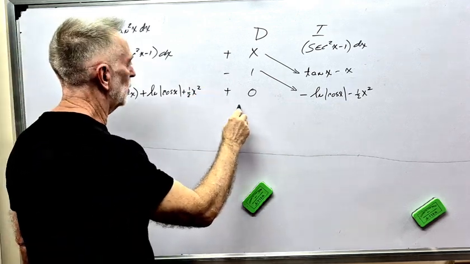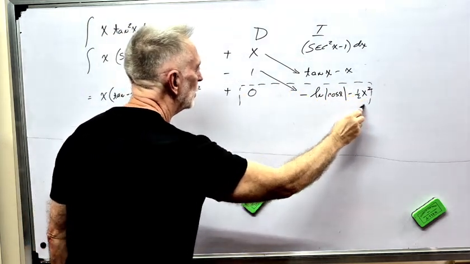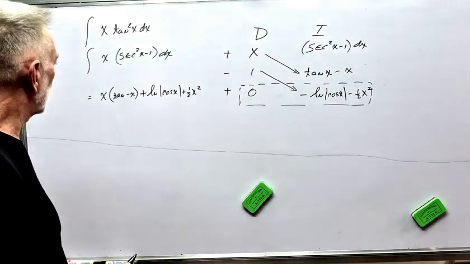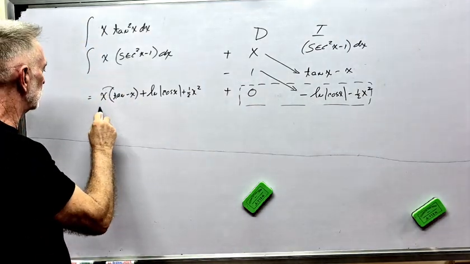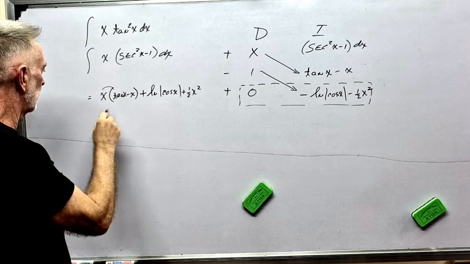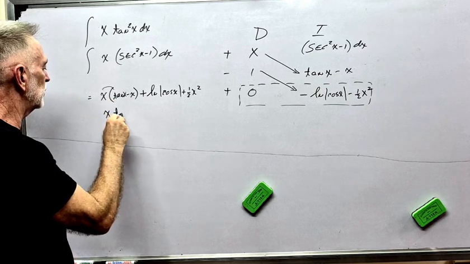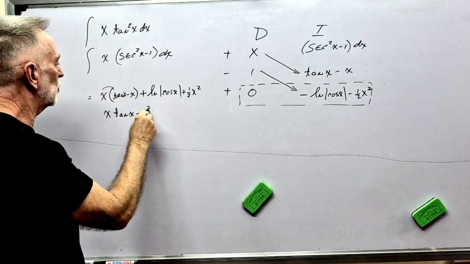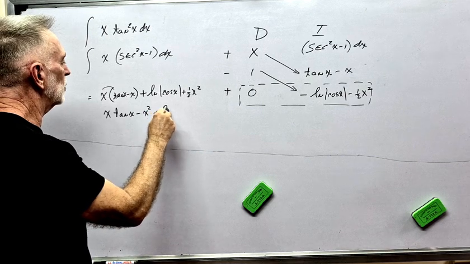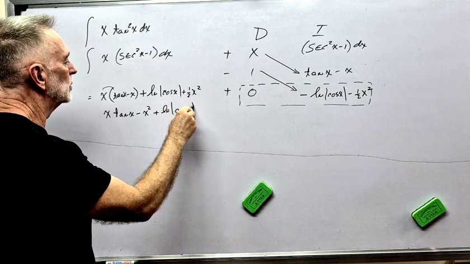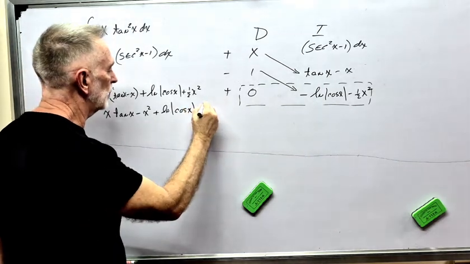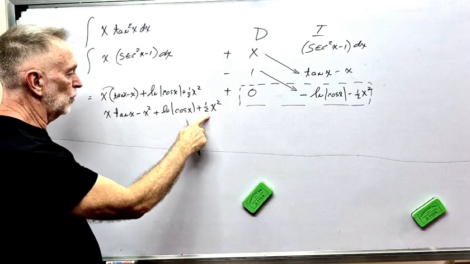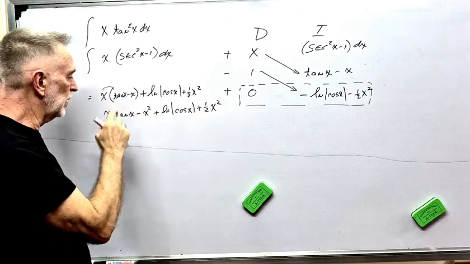Now we're integrating the row. 0 times that, the integral, that's 0 for our purposes. So let's distribute x tangent x. So x tangent x, x times negative x is minus x squared, plus natural log cosine x plus 1/2 x squared. So I have a negative x squared and a positive 1/2 x squared gives me minus 1/2 x squared.